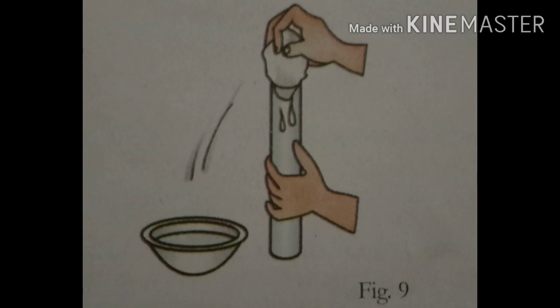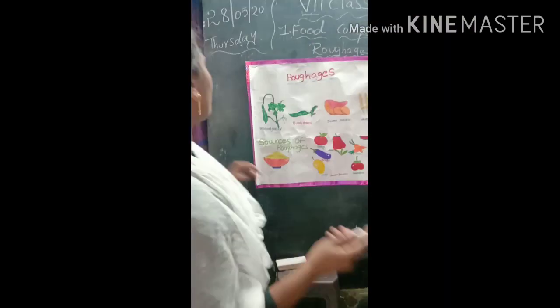That means if we think the pipe is like the digestive tract in our human body, that means the esophagus or food pipe, if we eat food with the help of water, the food moves easily into the digestive tract. That is why we must drink plenty of water, which is needed by our body.